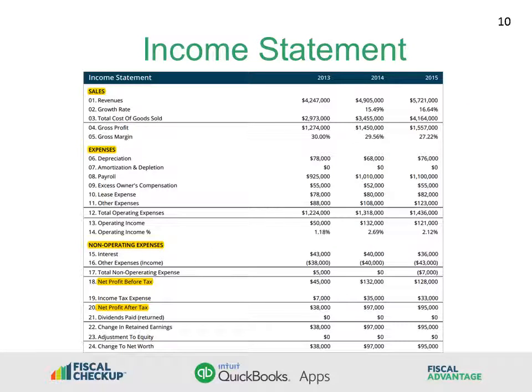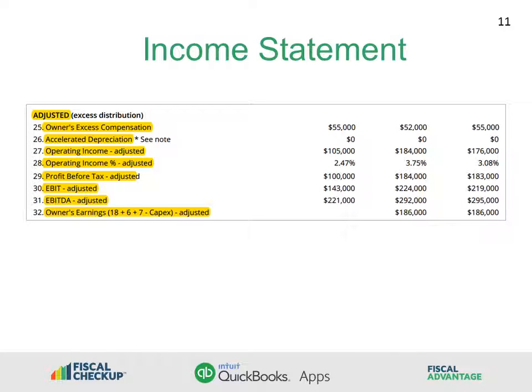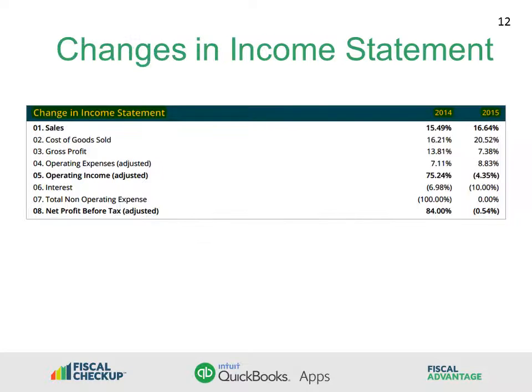Page 2 starts with the standard income statement breakouts of sales, expenses, non-operating expenses, and profit. The table continues with other data important to lenders, such as the owner's excess compensation, accelerated depreciation, and the impact of the income statement adjustments that were entered as part of the business valuation. On the bottom of page 2 is a table showing year-over-year changes for the primary income statement categories.